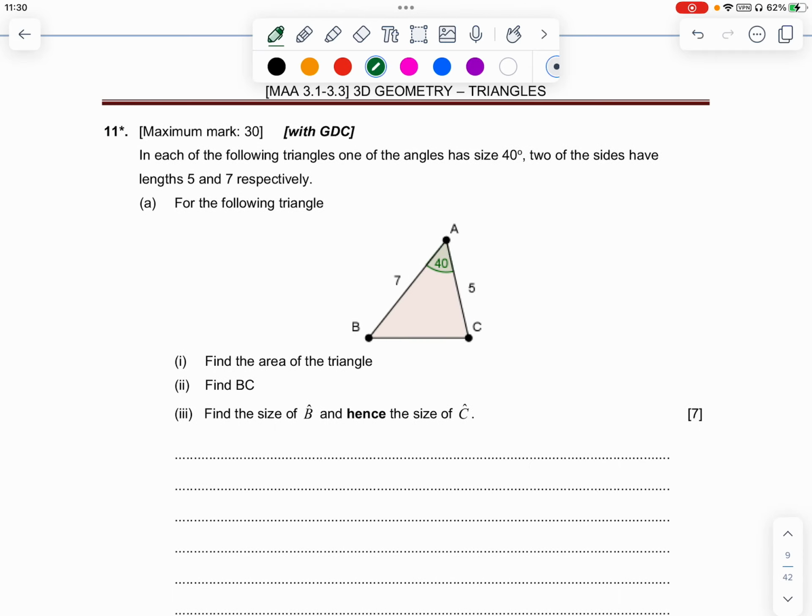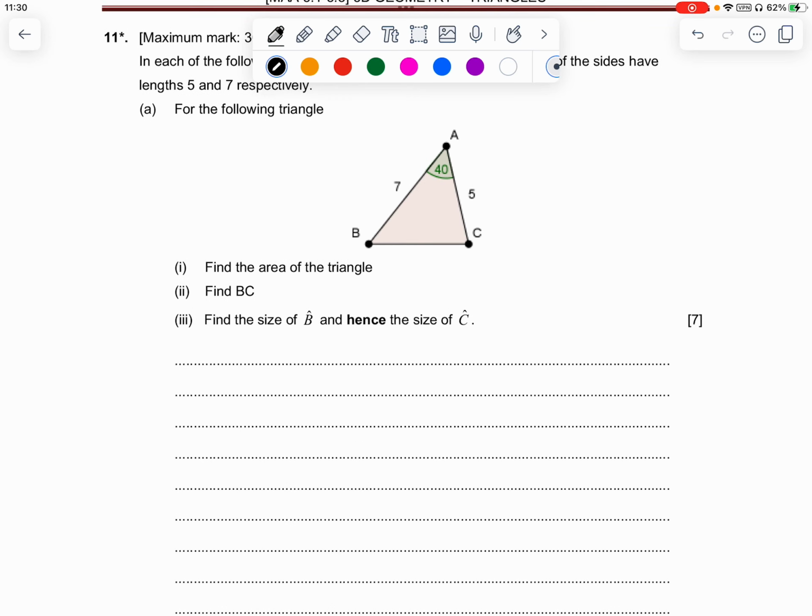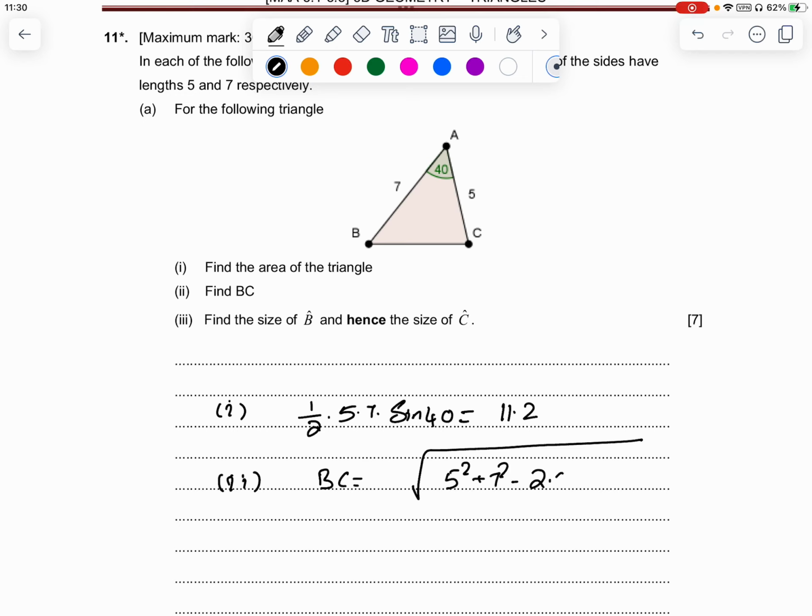Question number 11. In each of the following triangles, one of the angle size is 40, two sides have 5 and 7. For the following triangle, find the area. Area is 1 upon 2 times 5 times 7 times sine 40. Simplify that, you should be getting 11.2. Find BC. So BC square equals 5 square plus 7 square minus 2 times 5 times 7 times cosine 40, which is equal to 4.51.